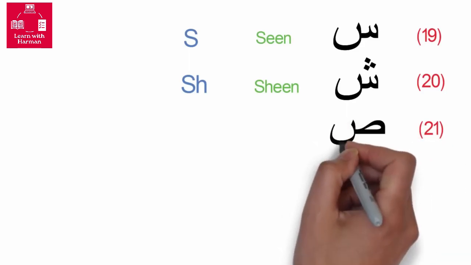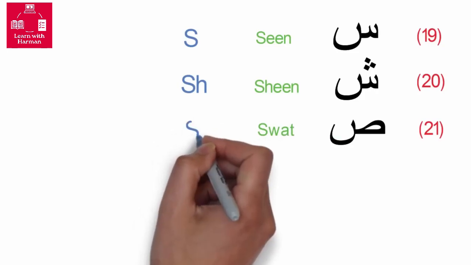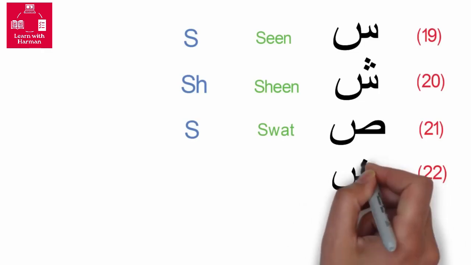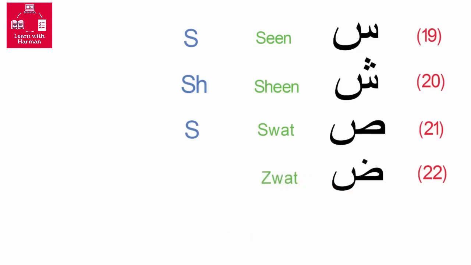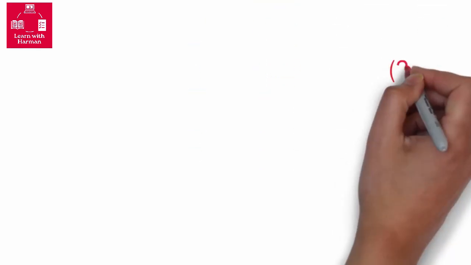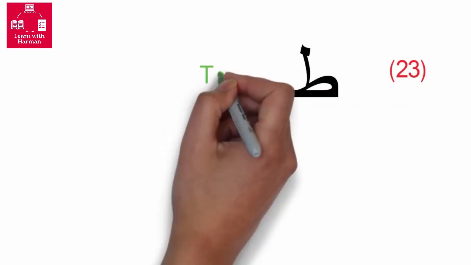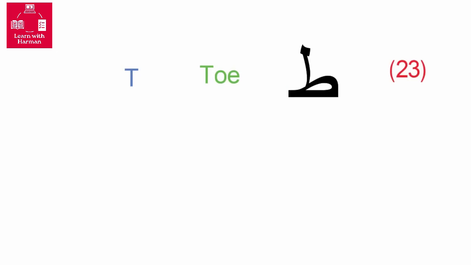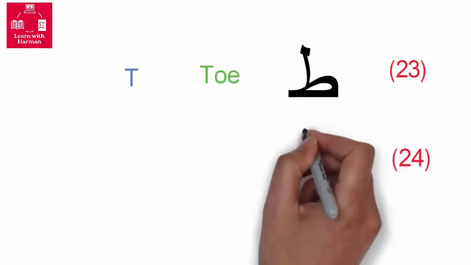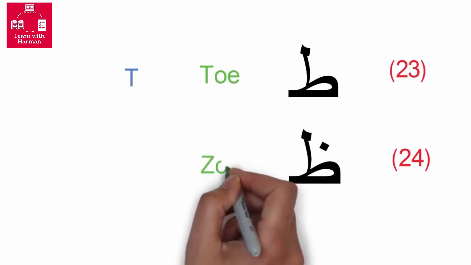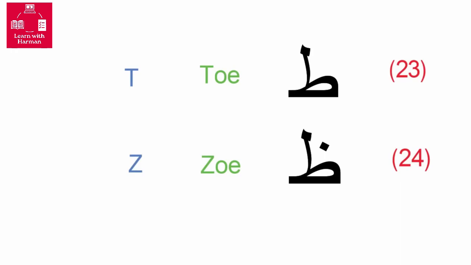Swat. It's like S also in English. Dwat. It's also like Z in English. Toy. It's Te. Zoy. It's also like Z in English.